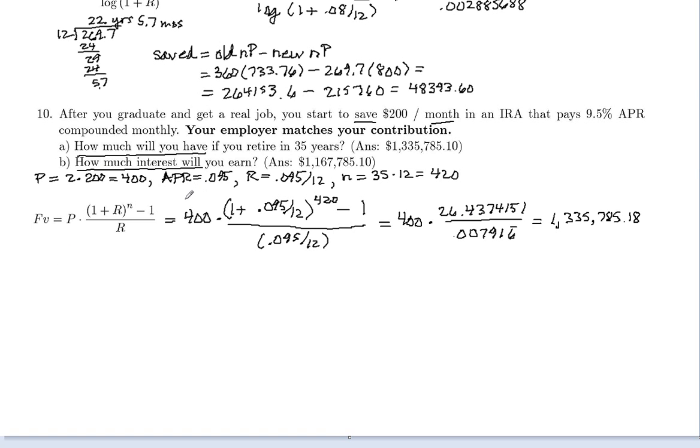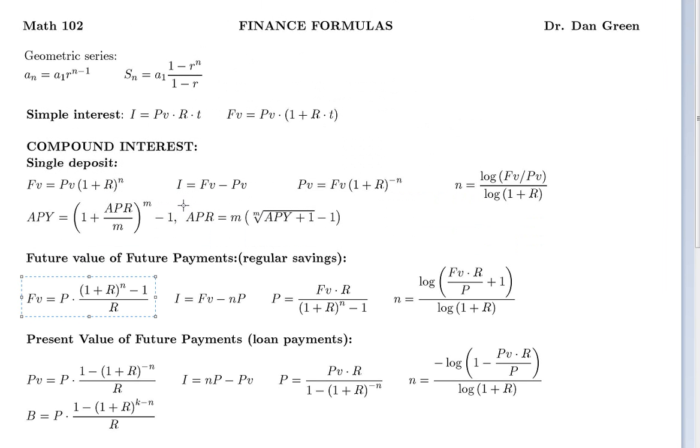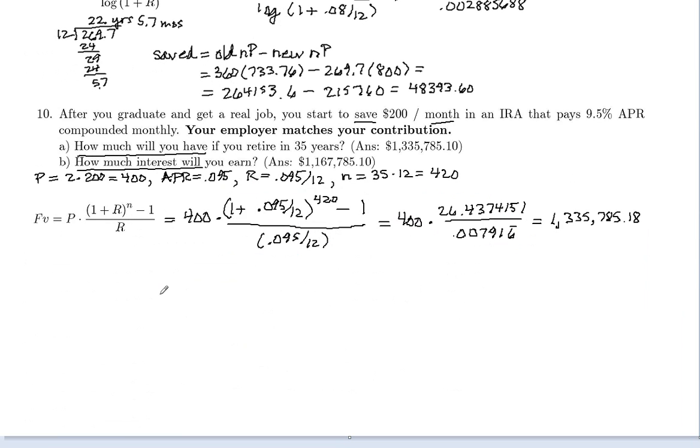How much interest? So if we go back here, it's still regular savings, but now the question is how much interest. So it's the I equals formula. How much interest? So we take our end amount minus the total of payments. Alright, so end amount is this guy up here. So that's 1,335,785.18.